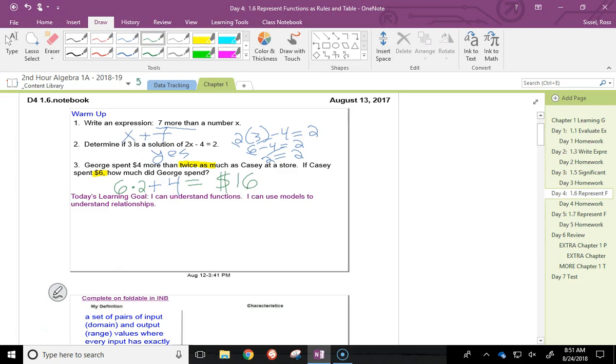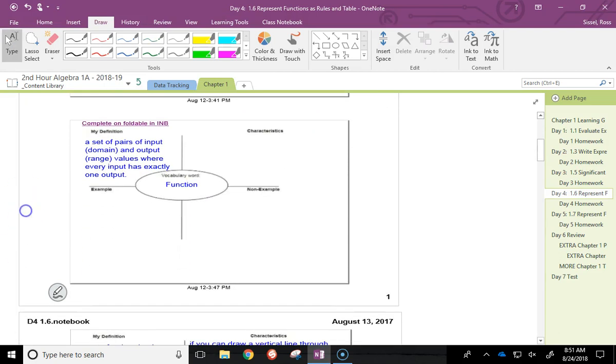Alright, today we are, like I said, working on representing functions as rules and tables. Our learning goal: I can understand functions and I can use models to understand relationships. The first thing I'm going to hand out to all of you will go into our spiral notebook.